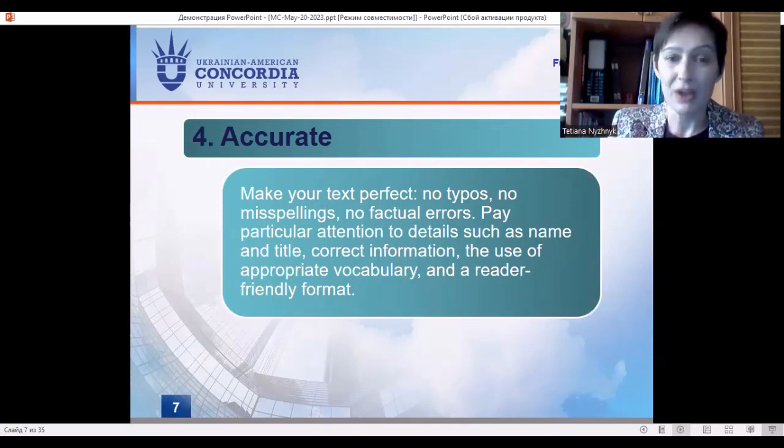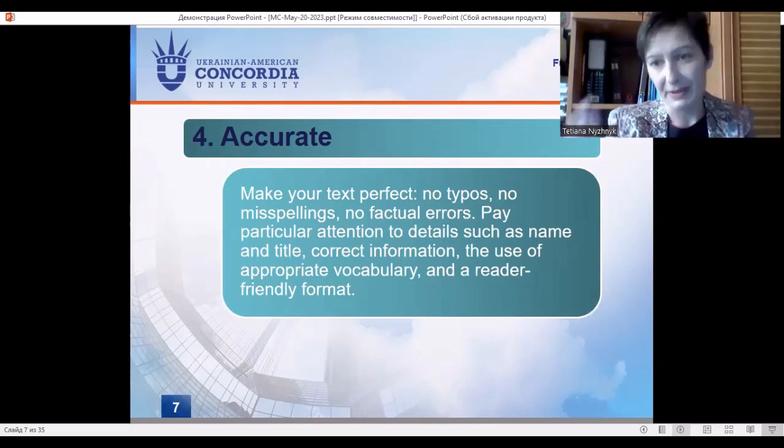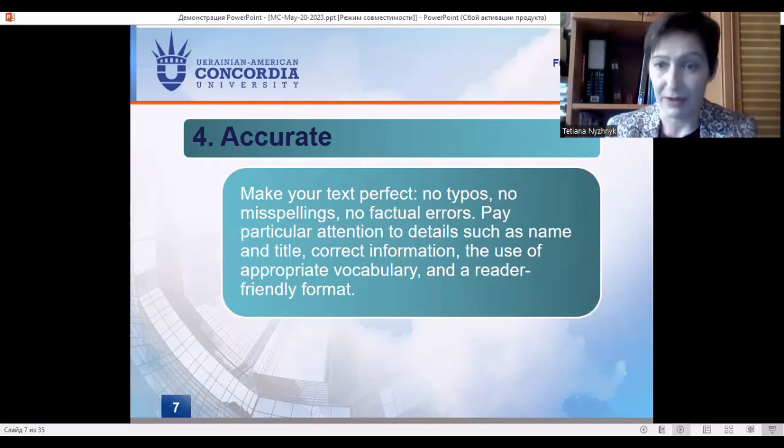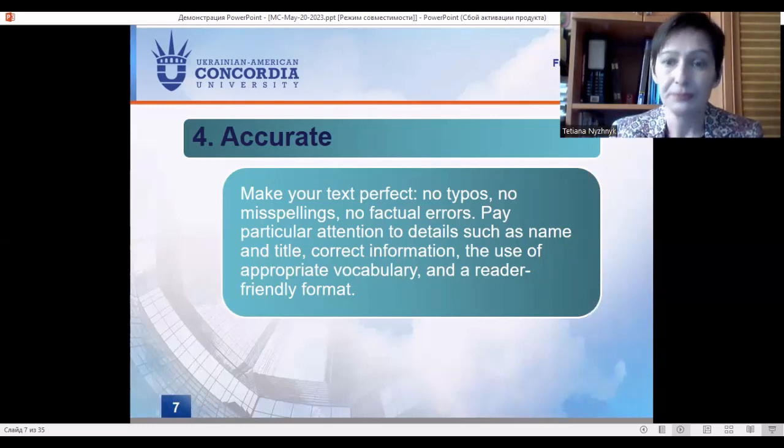It's obvious that there have to be no typos, no misspellings in the document. The other side of accuracy is no factual errors. That is, you have to be as attentive to detail as possible. Proofreading helps. And sometimes you'll have to ask someone to look through the document because there can be a typo there which you just haven't noticed. Check everything and double check everything, especially the names, the titles, and the numbers, the dates. So everything which is important in your message.